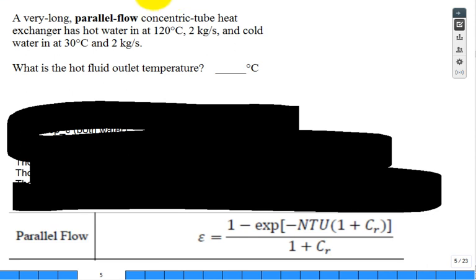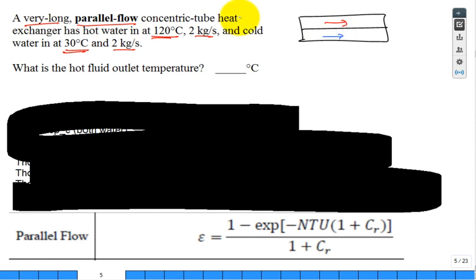Let's solve this problem. So we have now parallel flow. What does that mean? Everything's the same. It's very long. The same inlet temperature, I'm sorry, the two inlet temperatures the same, the two mass flow rates the same, and still water. I would make a good sketch of this and say, okay, what direction is the hot fluid flowing? What direction is the cold fluid flowing? Maybe make a sketch of the temperature from 0 to L.